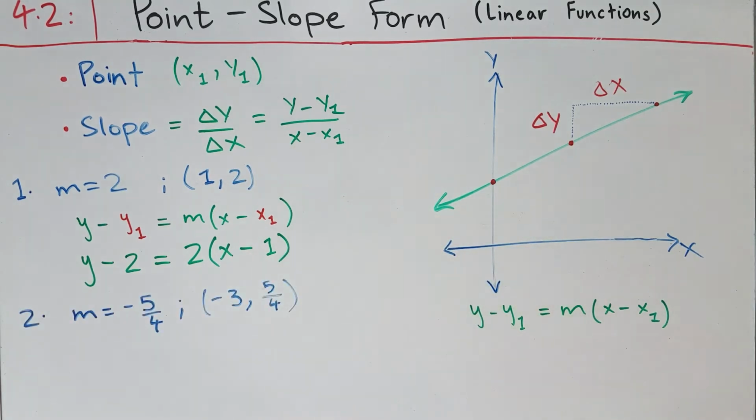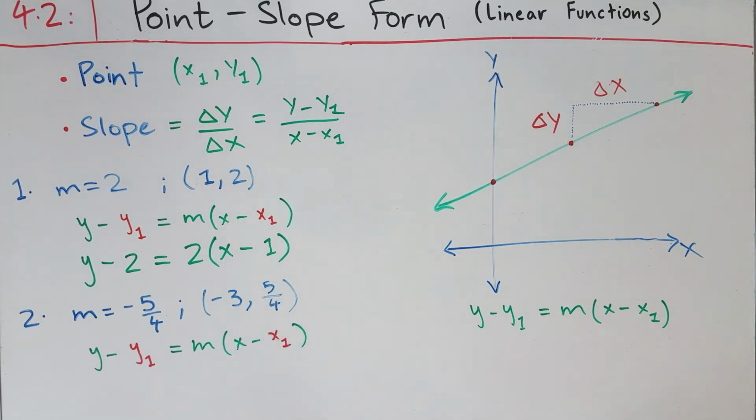We're given that m, or the slope, is equal to negative 5 over 4, and we're given the point in the form of x1, y1, negative 3, 5 over 4. Now I'd like to ask you, how do you think you'd go about solving this question to find the point-slope form of this function? Well, like the previous question, you can begin with writing down the formula, and then you can begin substituting the values.